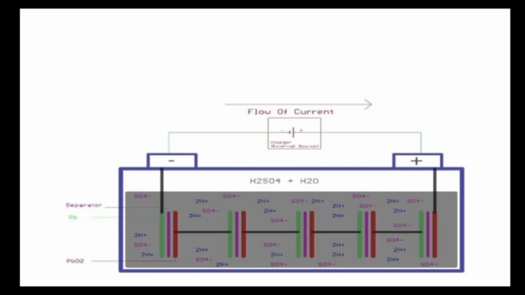At anode, lead sulfate in the presence of electrons forms lead and sulfate. At cathode, lead sulfate combines with oxide ions to form lead peroxide and sulfate. The byproducts combine to form sulfuric acid back. So, during charging, electrolyte sulfuric acid concentration increases.